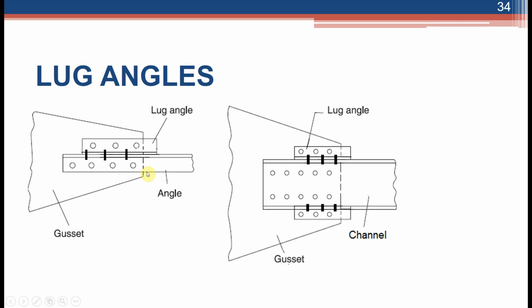Lug angles. Whenever, in case of tension members, single angles are to be connected to the gusset plate, and if the number of bolts is larger, the length of connection becomes larger. In that case, lug angles are provided on one side of a single angle section, or in case of connection of channel to the gusset plate, two lug angles can be provided on both sides whenever the length of connection is larger.